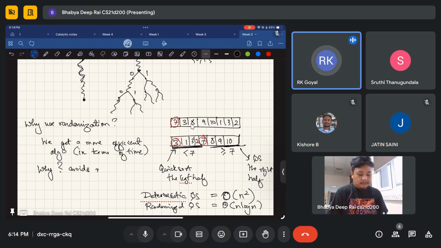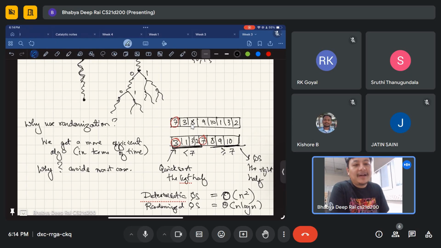I have a query here. Is it possible that one particular run of the algorithm takes an exponential amount of time, say 2 raised to the power n, and still the expected running time, or average running time, of the randomized algorithm comes out to be of the order of n log n? Yeah, it's possible, and that is the thing that I'm going to address now.